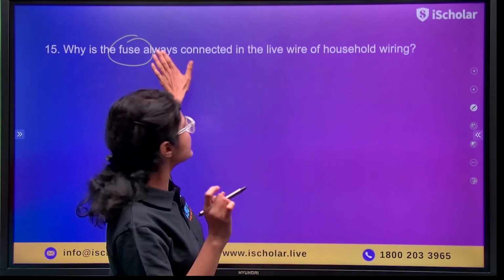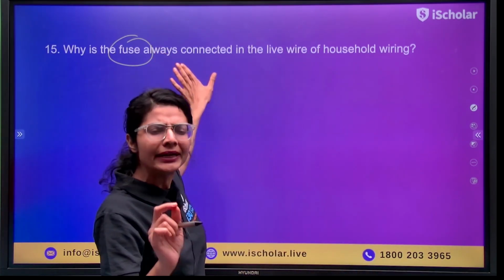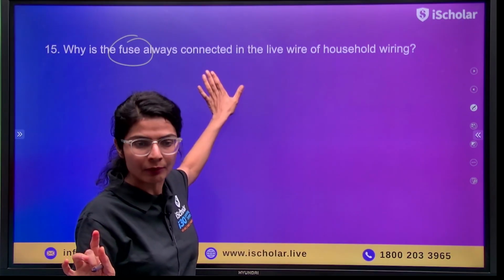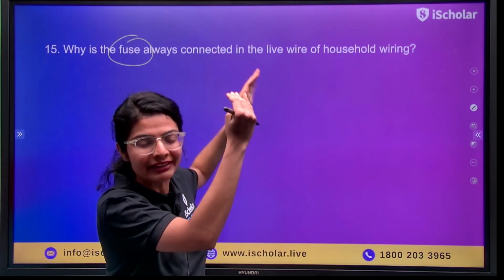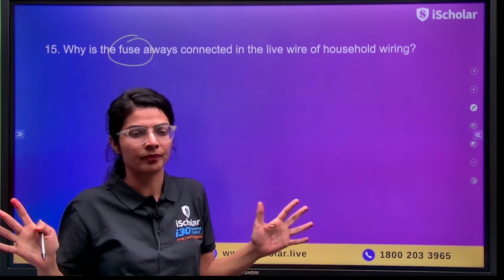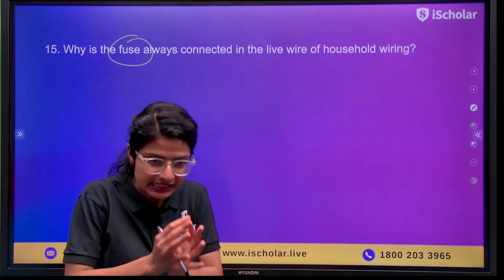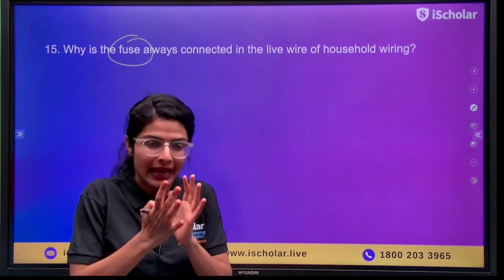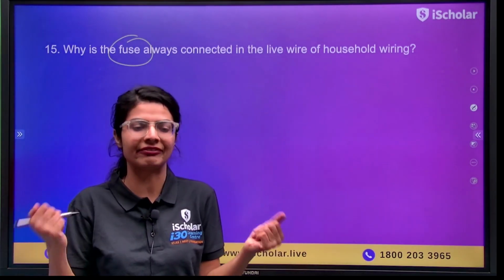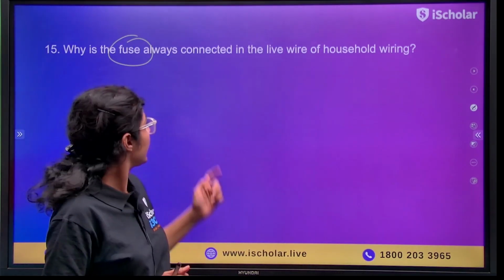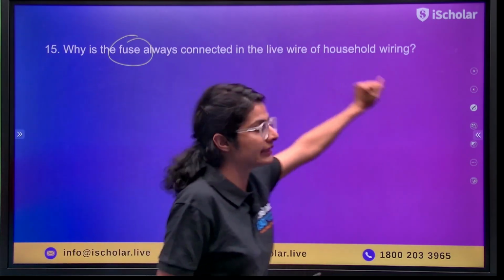So a fuse is a safety material made of low melting point material. Whenever current exceeds a certain value, it fuses out. It just burns out and breaks the circuit. After that, no current passes. As simple as that, it is a safety equipment. Now why is it always connected in the live wire?